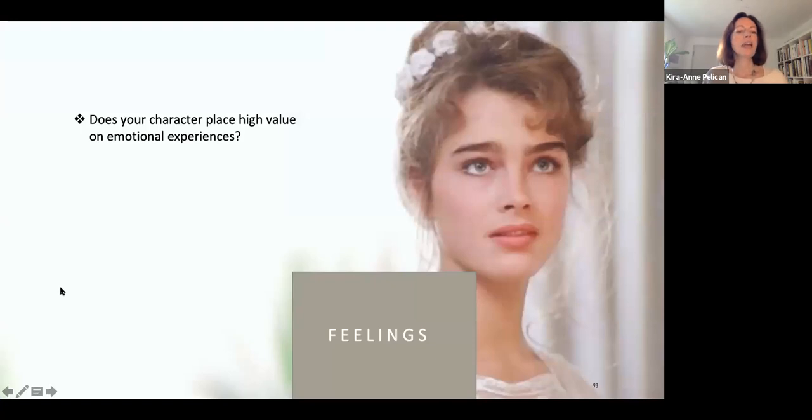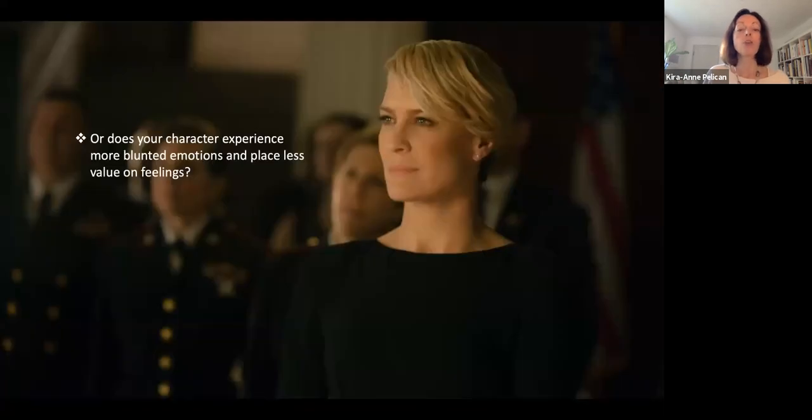What about feelings? Does your character place high value on emotional experiences? That may be hugely important if you're writing something romantic or that has a love story in it. Or does your character experience more blunted emotions and place less value on feelings? I thought this was quite an interesting one. I didn't actually realise there was such a variation in the degree to which people place value on feelings before I started this research.